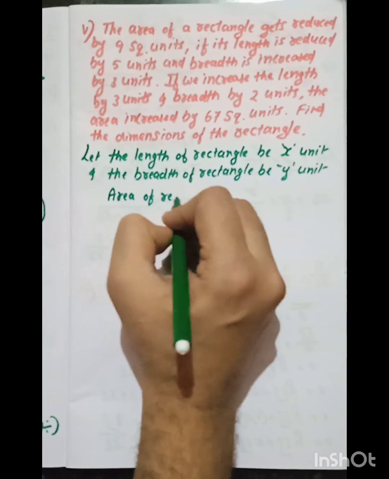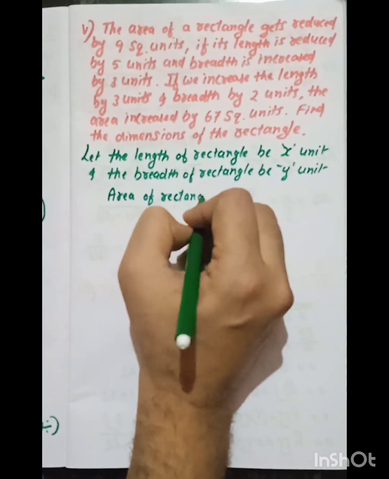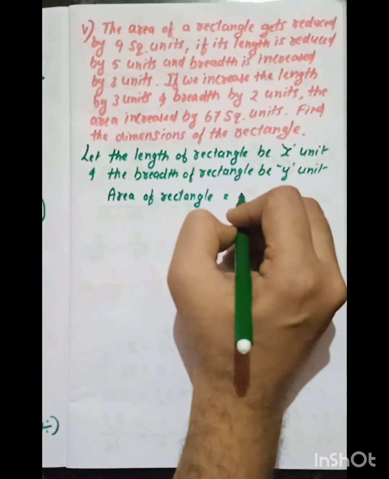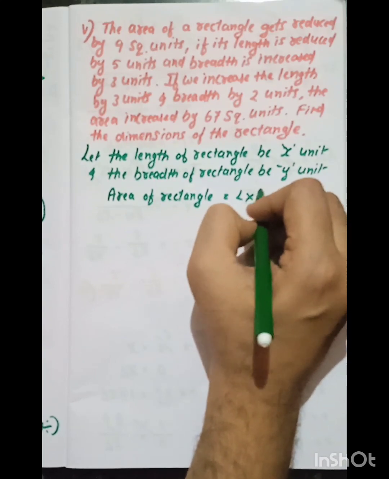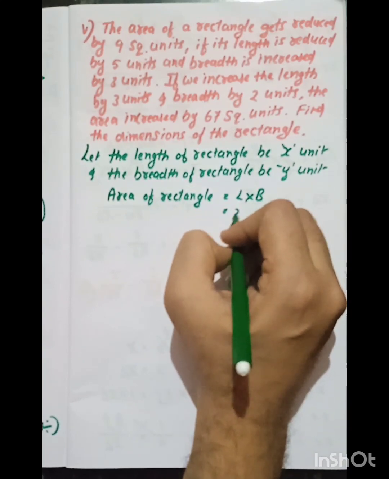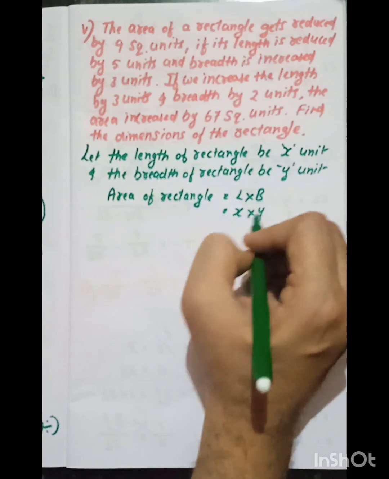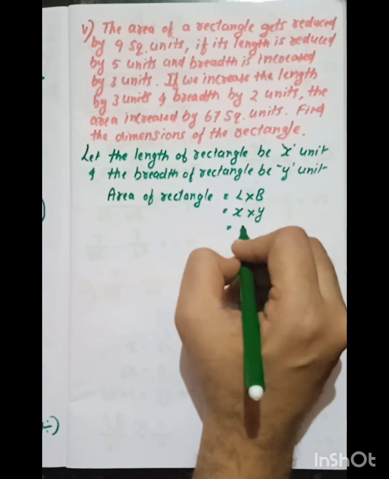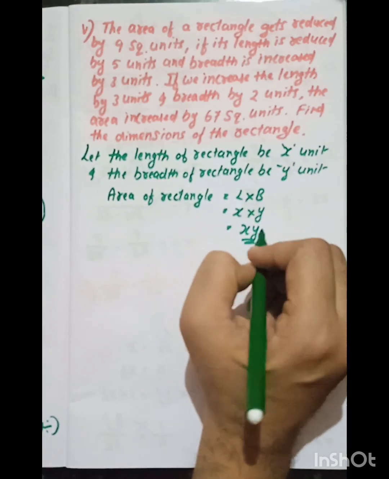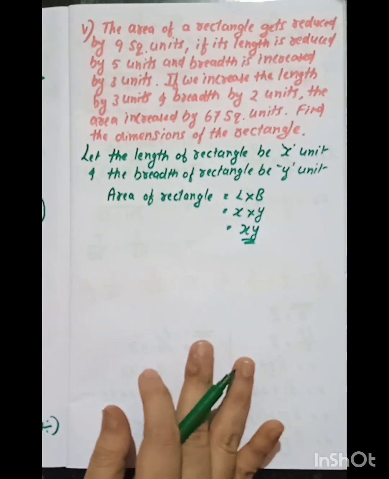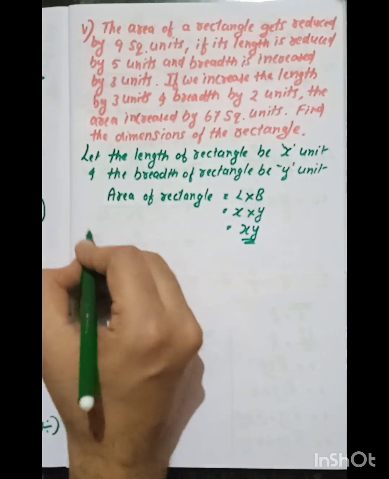Area of rectangle equals length into breadth. So length is x, breadth is y. So x into y, xy, it is the area. Now let's frame the equation as per the question.